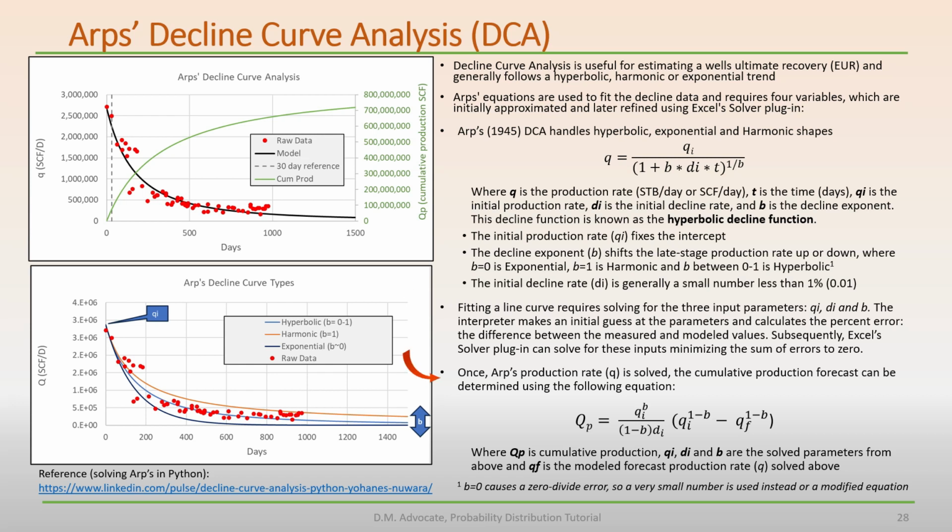Once the Arps production rate Q is solved, the cumulative production forecast can be determined using the following equation, where Qp is the cumulative production and represents the integrated area under the rate decline curve. Qi, Di, and b are the solved parameters from above, and Qf is the modeled forecast production rate, or Q, solved above. So let's look at the example in Excel.